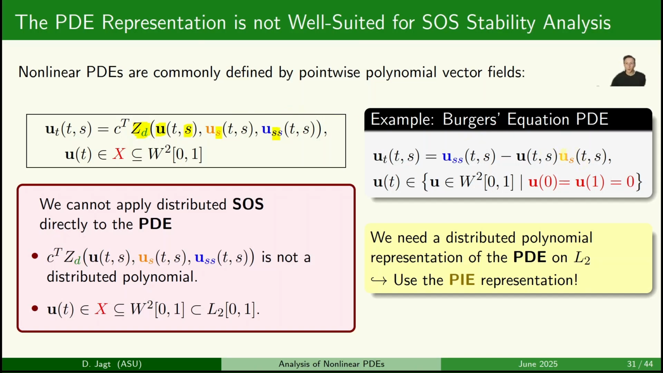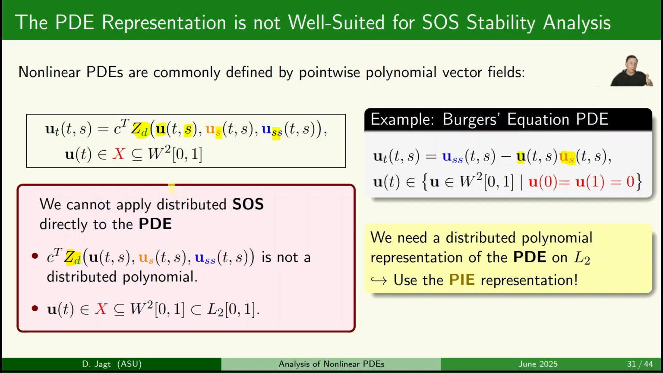So for example, Burgers' equation here involves such a pointwise product of u and its first order spatial derivative. So this is unfortunate since, of course, this pointwise polynomial is not the same as our distributed class of polynomials that we defined previously.